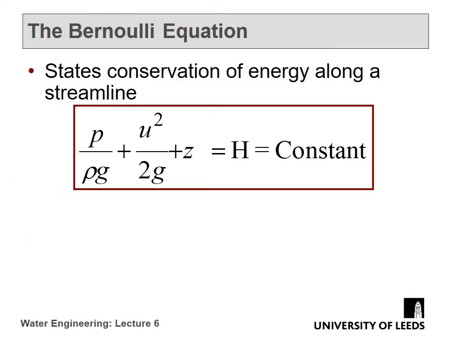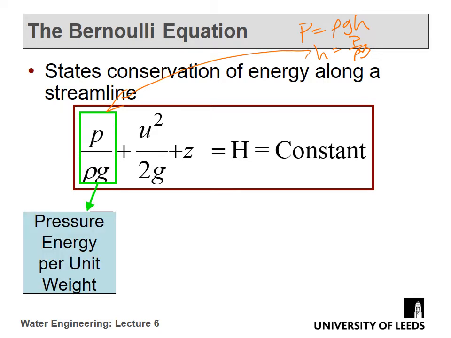We're going to look at the Bernoulli equation here. You've seen this equation in the lectures. Let's just revise these components. P over rho g. Remember that we've seen P equals rho g h. Rearrange that, we have h equals P over rho g. And that's the first term in our Bernoulli equation. It's a pressure energy per unit weight. So the Bernoulli equation is an equation for energy per unit weight. The first term is pressure energy.